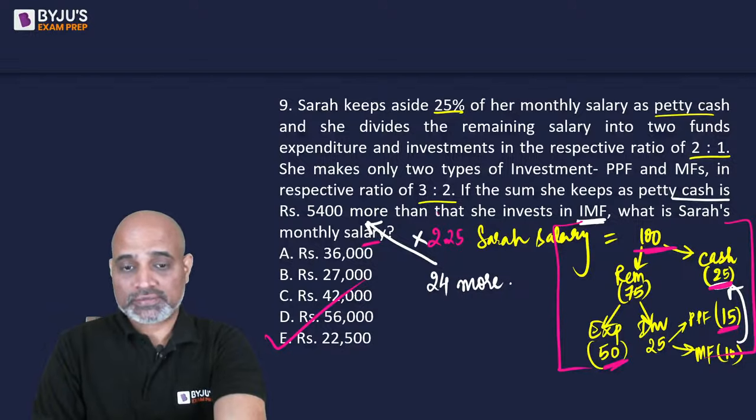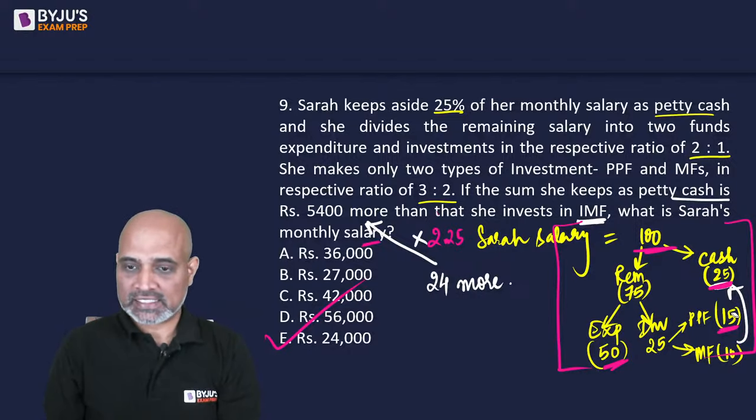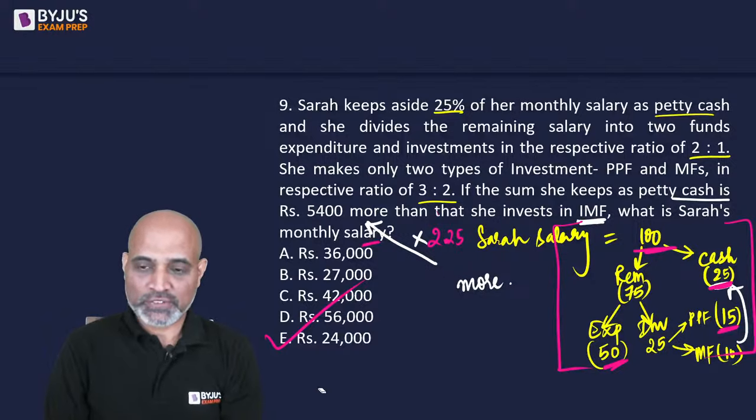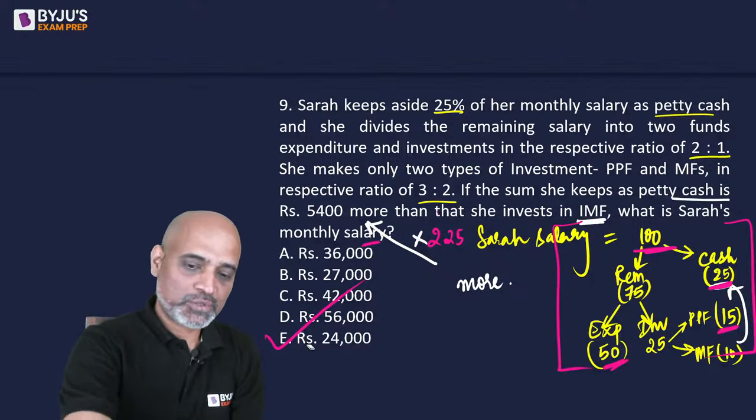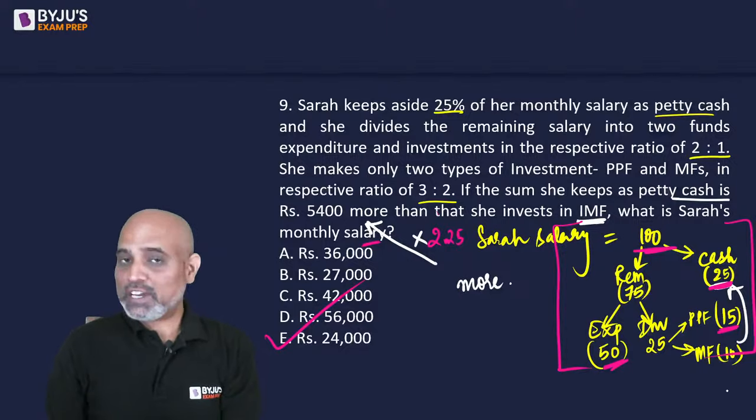अच्छा, सॉरी, मैंने 10 ले लिया ना. 24 नहीं होगा, 15 होगा. I'm sorry, 25 minus 1 कर दिया. Silly mistake. 15 more.